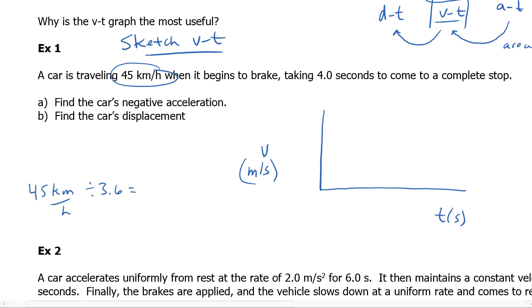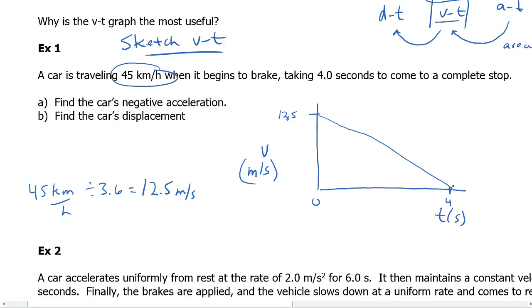So hold on, I'll find out what that is. And my calculator says it is 12.5 meters per second. So I'm going to start at 12.5 meters per second, up there. And then it says it begins to brake, taking 4 seconds to come to a complete stop. So in other words, my line starts here, and that's supposed to be straight, and it ends over there.